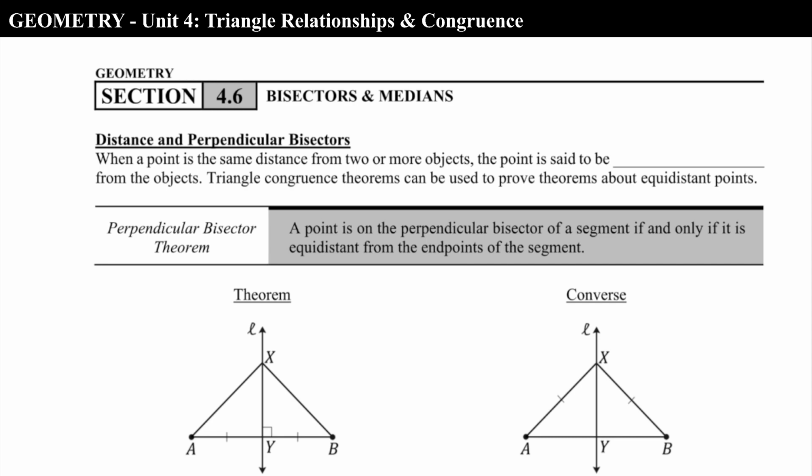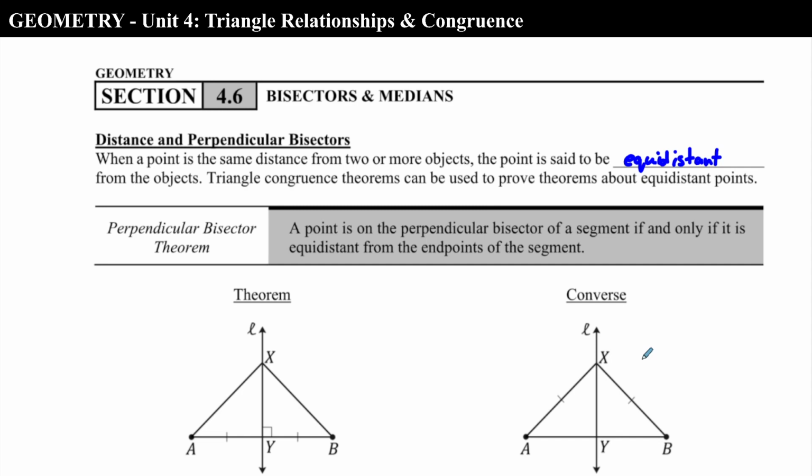When a point is the same distance from two or more objects, the point is said to be equidistant from the objects. Equidistant, which means it's the same distance, okay? Triangle congruence theorems can be used to prove theorems about equidistant points.